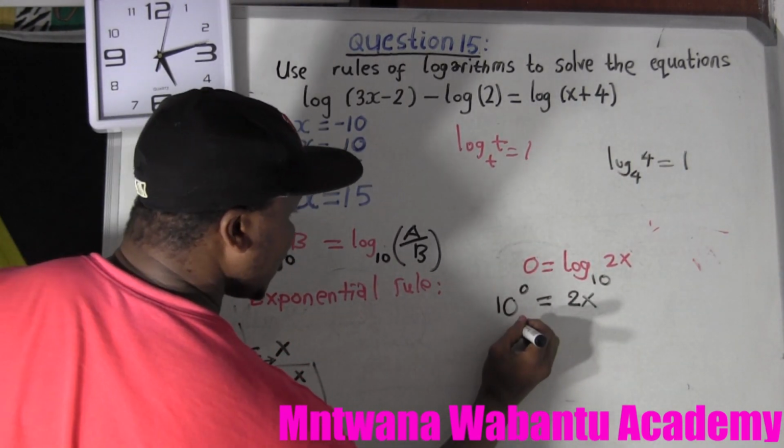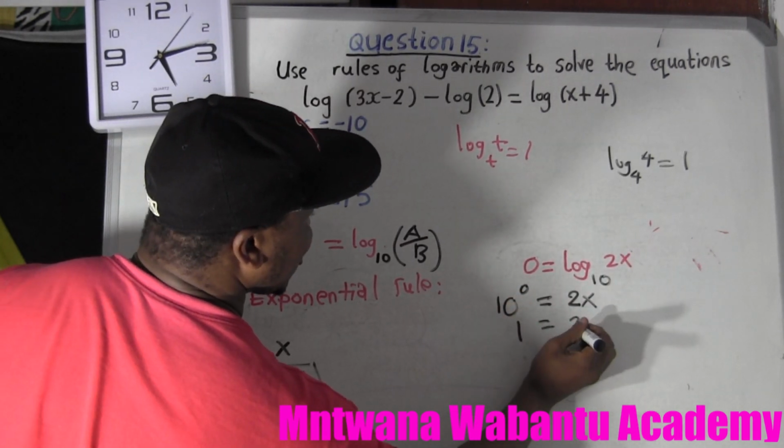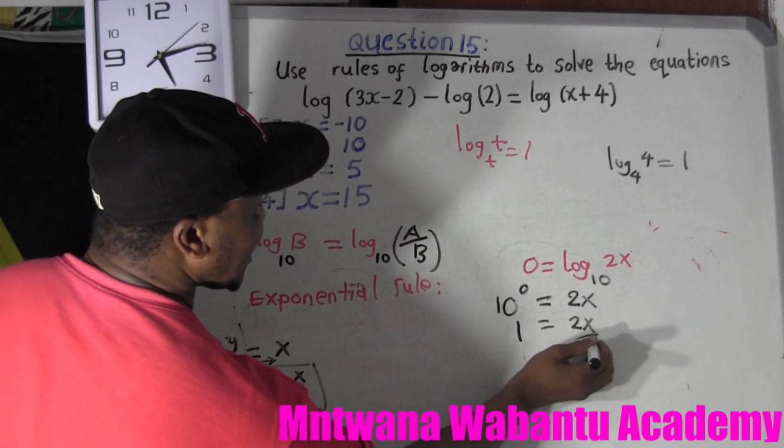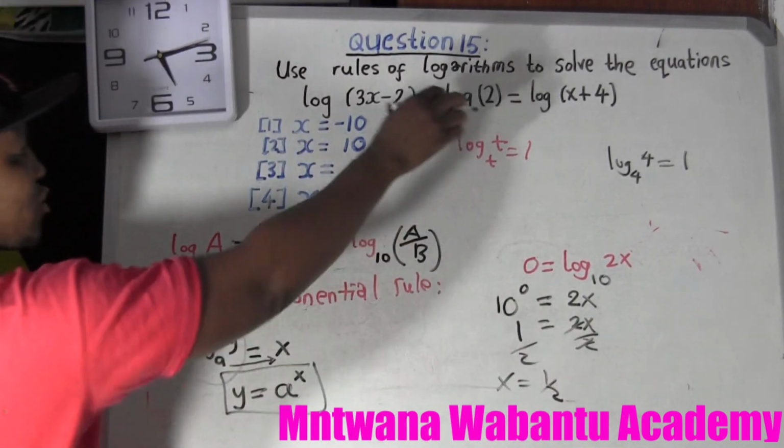Any number to the power 0 equals 1. So 10 to the power 0 equals 1, which equals 2x. How am I going to get x? Divide by 2, divide by 2. This and this cancel, so x equals half. Now let's go to our question.